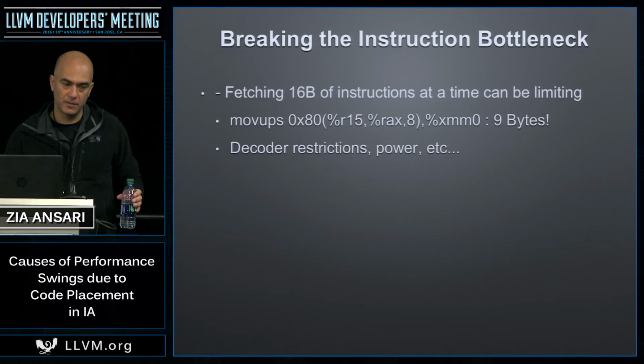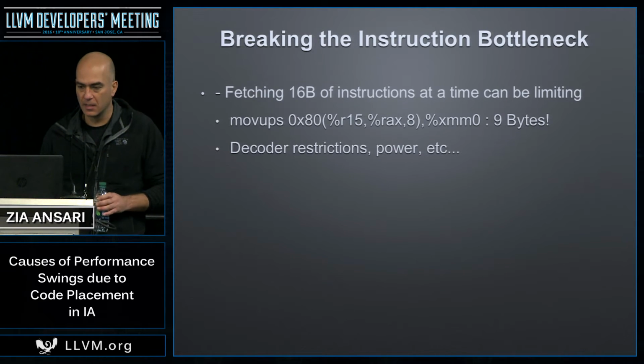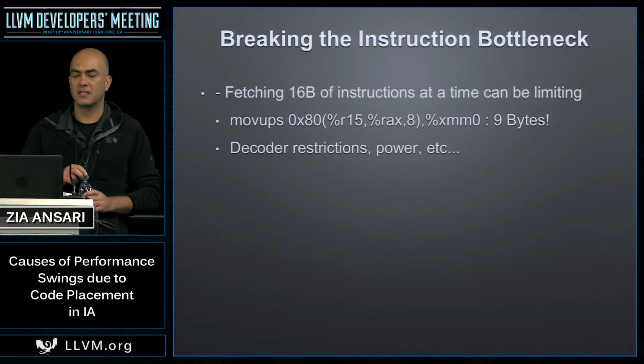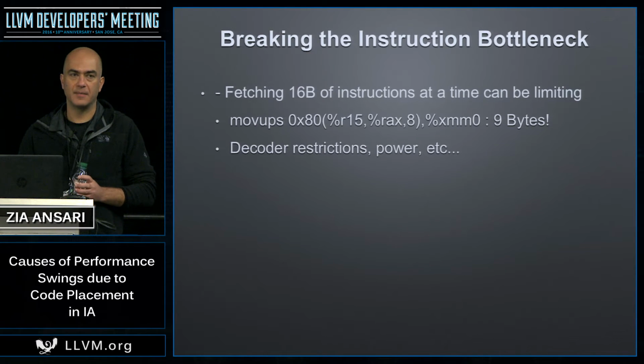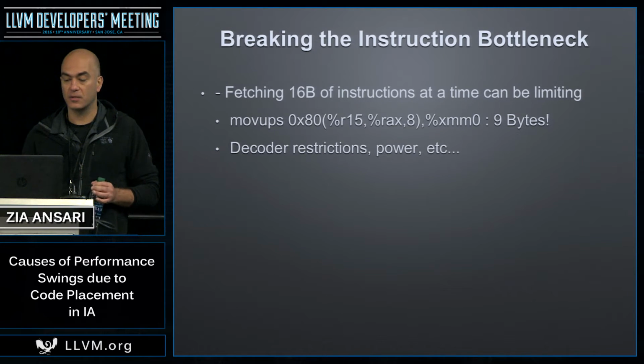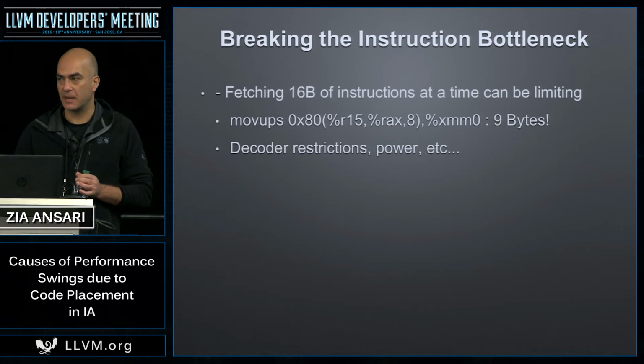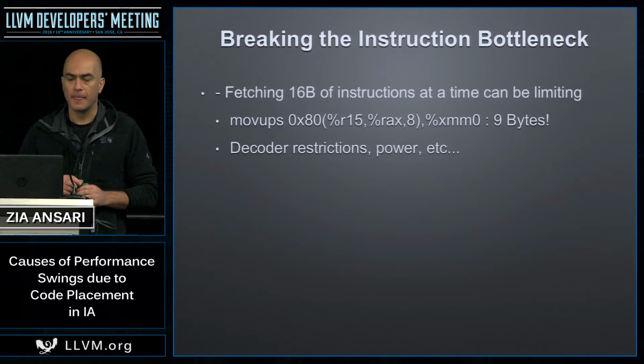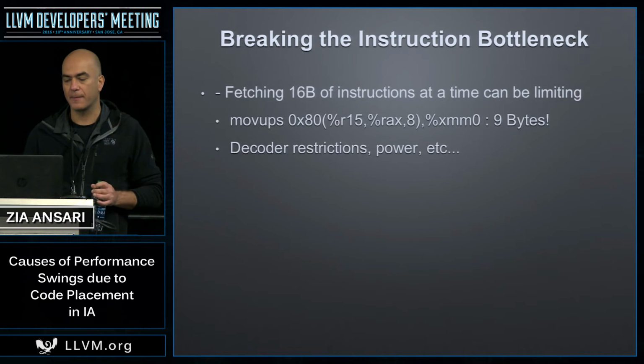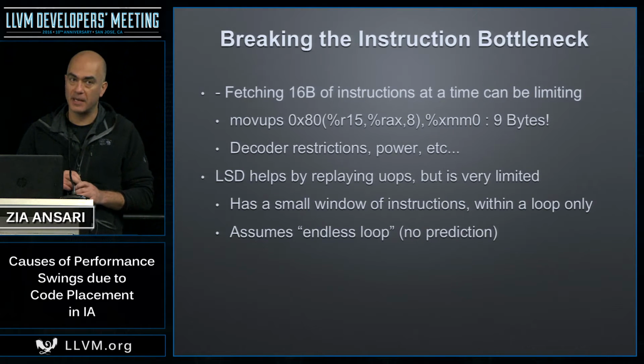Okay, so now let's move on to more current gen architectures, breaking the instruction bottleneck. So fetching 16 bytes of instructions at a time can be pretty limiting. Some of these newer instructions are pretty big with the new ISA. So a simple move UPS here is 9 bytes. You stick a couple of those next to each other and you're already past a 16-byte chunk. You have to pay the power and go through the restrictions of the decoder, and we can do better. The LSD tries to help by replaying UOPs, but it's very limited in what it can do, and it only looks at loops.